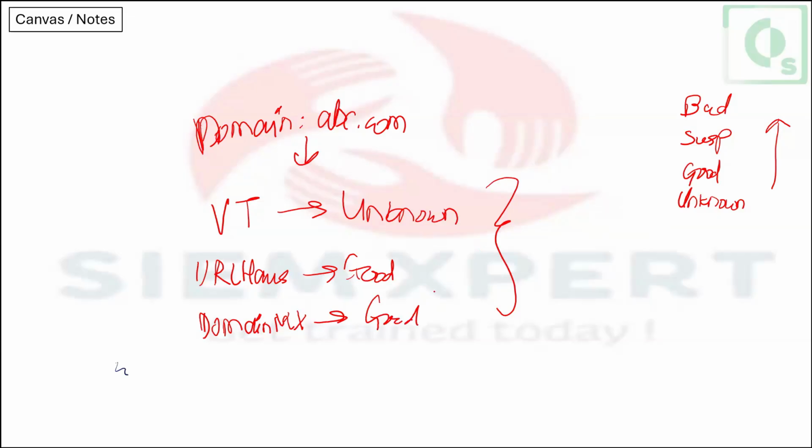Same way, let's say if I change this to good, for example. Now I have unknown, good, good. So out of unknown and good, my worst verdict is good, so the final verdict of abc.com would be good. This much I hope you have understood, that the worst verdict would be taken. Now, what do you mean by source reliability?